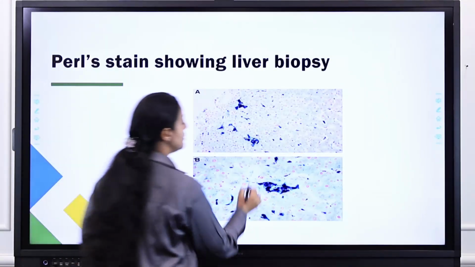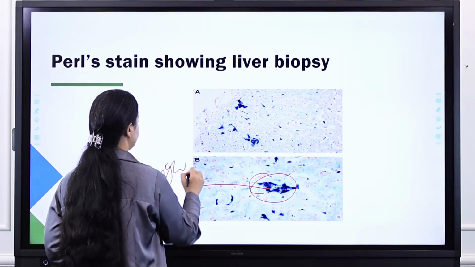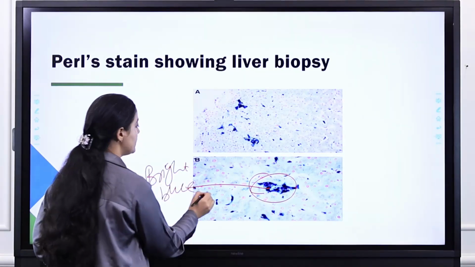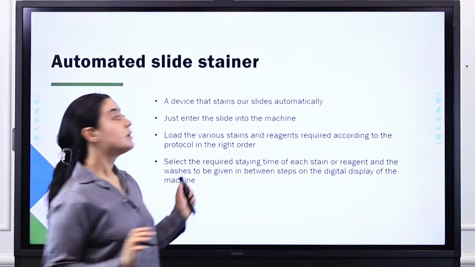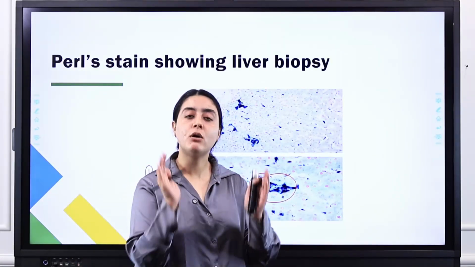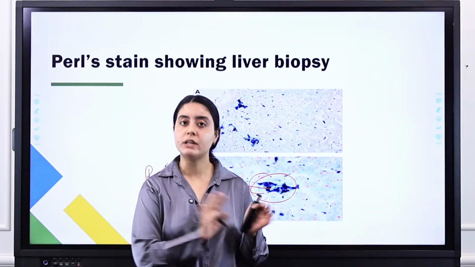Like this, bright blue color. Like this you have observed under the microscope. Now till now we have completed all the categories of the stain. So all the classifications of the stains we have done with that.